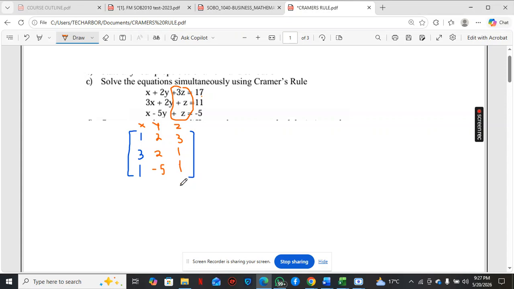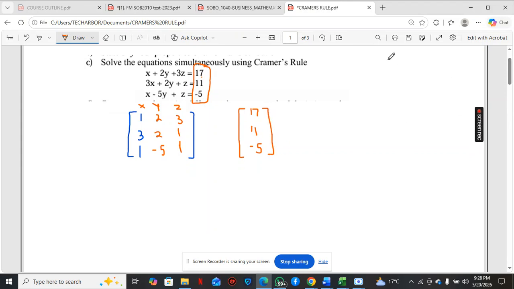This is the coefficients matrix. Are we okay with this, colleagues? Any questions? This is the matrix you need to form. Then you're going to make a constants matrix. The constants, what I mean are just these numbers here after the equal sign: 17, 11, and negative 5. You're going to make this matrix. So these are the matrices we'll be dealing with.